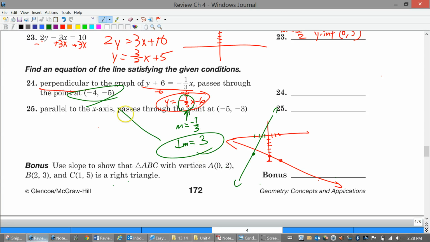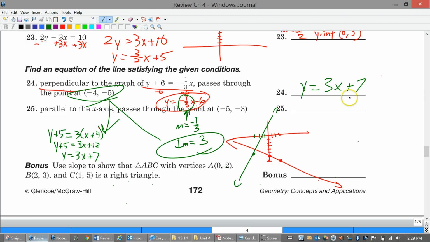Now we're going to put them together and write the equation. The slope that we found and the point that we were given. And we drop them in, and we solve it. Plus 7. Okay? Does that make sense? A little bit.